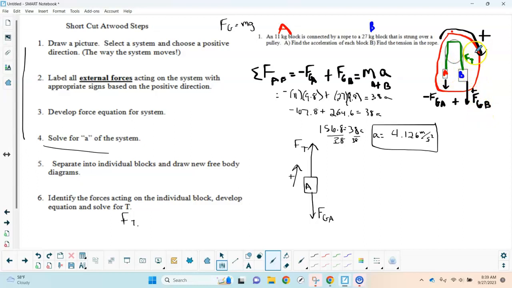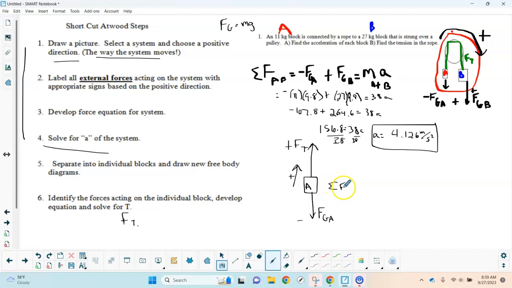For B, down is positive and up is negative. Just go with the way that it's moving. That's the easiest way to think. The way the system moves is the positive direction. So tension is going to be positive and gravity is going to be negative. And you're going to come up with your force equation.